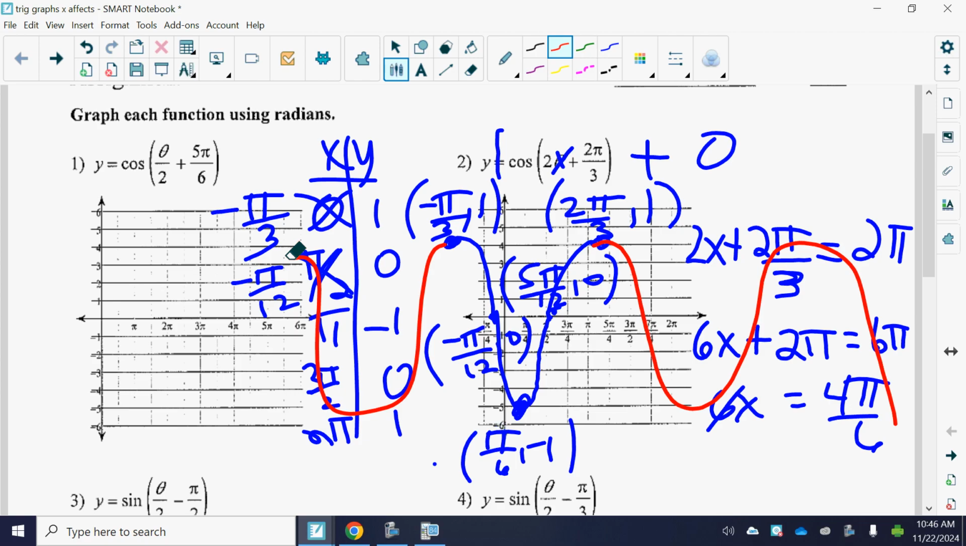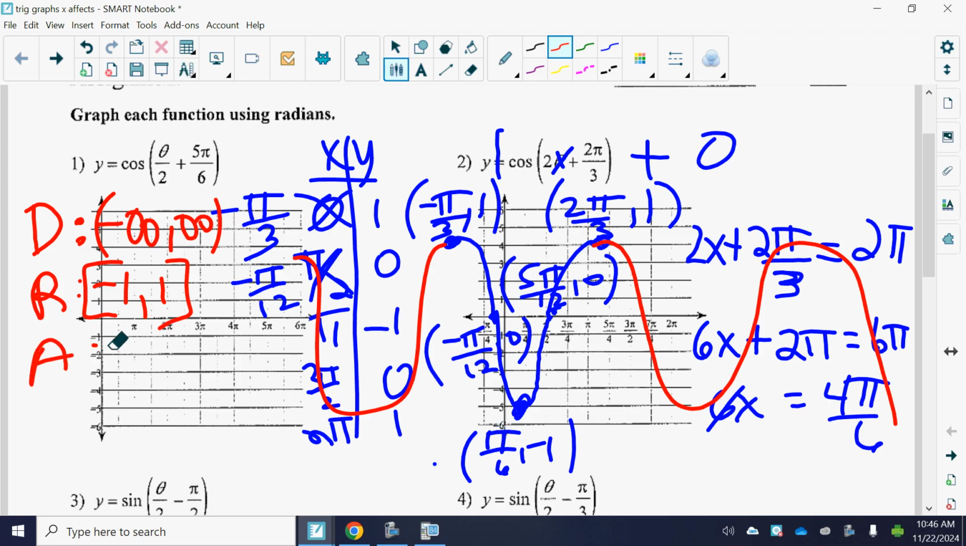Now, who wants to talk the talk? Domain. Ain't going to change, no way. Range. No lift, no wave higher than 1 or lower than -1. Huh? Amplitude. 1 is the height of the wave, no change.